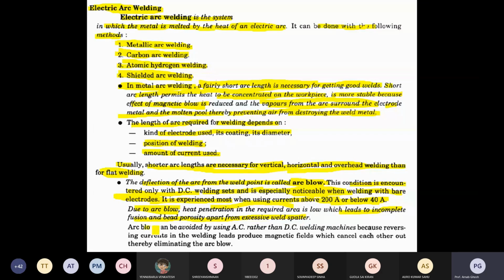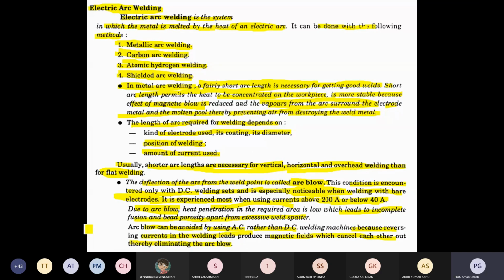Okay, so the arc blow can be avoided by using AC rather than a DC welding machine, because the reversing current in the welding leads produces magnetic fields which cancel each other out, thereby eliminating the arc blow. Okay, that's the basic concept, so we can follow with that one.